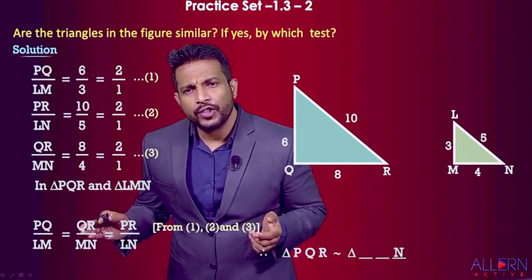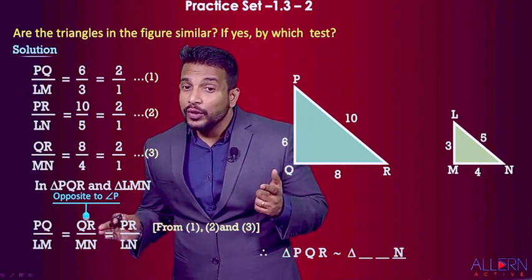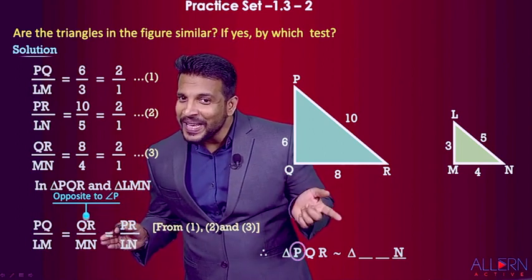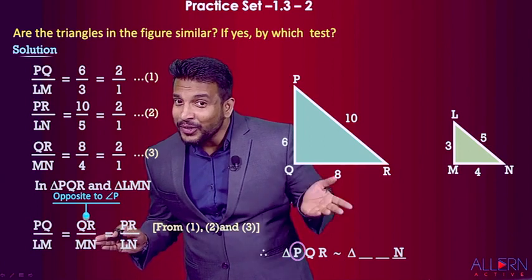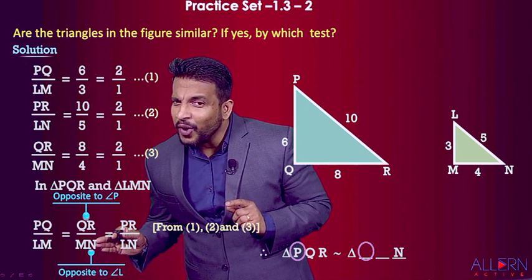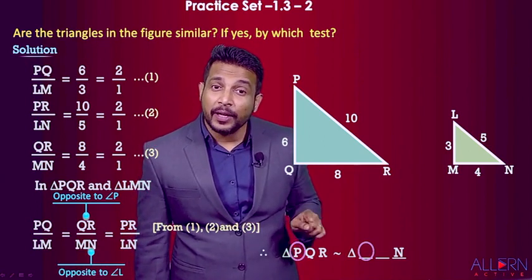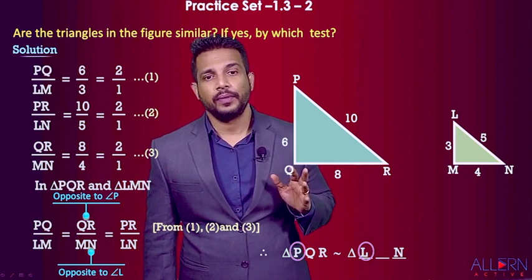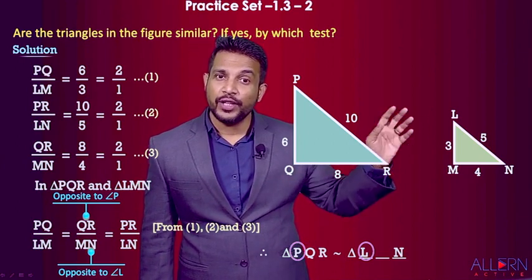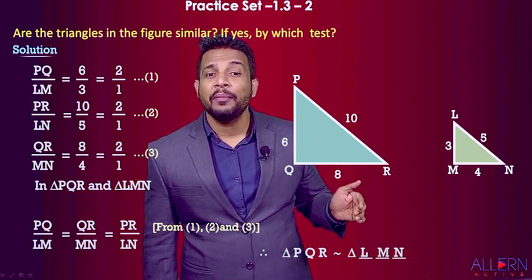Same way, take the next one here, QR. QR is opposite to angle P. So, right, so now we are going to write the corresponding vertex of P. Now look here, MN, opposite to which one? Opposite to angle L, right? So that means we know that P corresponds to L. And now the remaining one we know in this triangle LMN, L we have written, N we have written. So what is remaining? M. So we write that M.